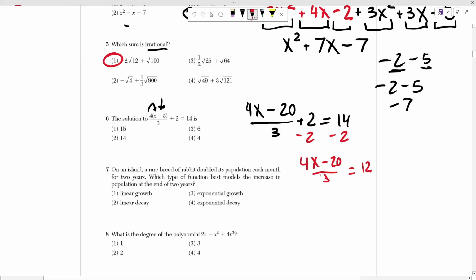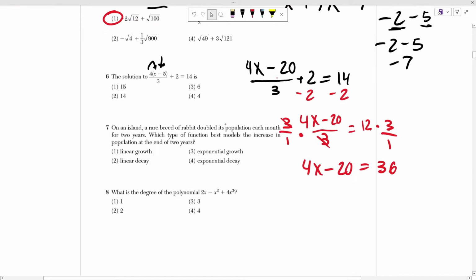Now, I want to get x by itself, right? But I have this really annoying denominator here. The way I get rid of it is just by multiplying 3 over 1 on both sides. Why? This 3 cancels out, this 3 cancels out, and you're left with 4x minus 20 is actually equal to 36, okay?